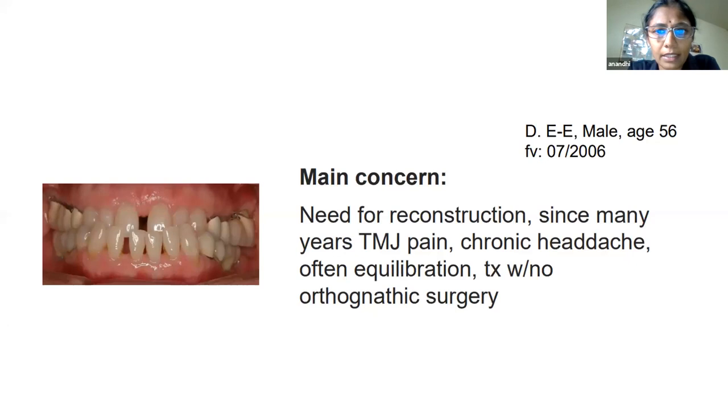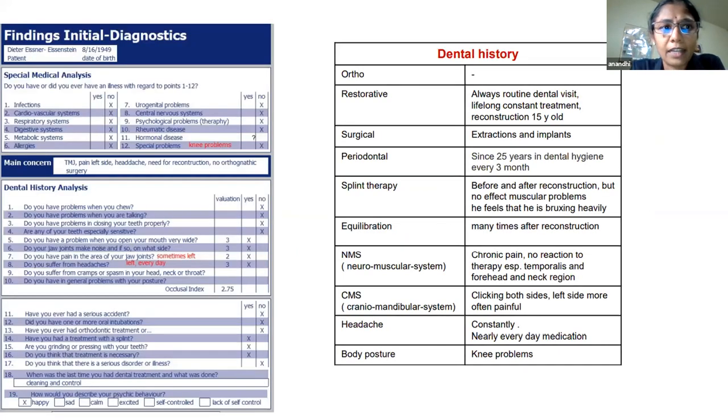His main concern is he's having a lot of pain and needs reconstruction. He has TMJ pain and chronic headaches. He went for equilibration and they recommended orthognathic surgery for this patient. And this is for the diagnostics.